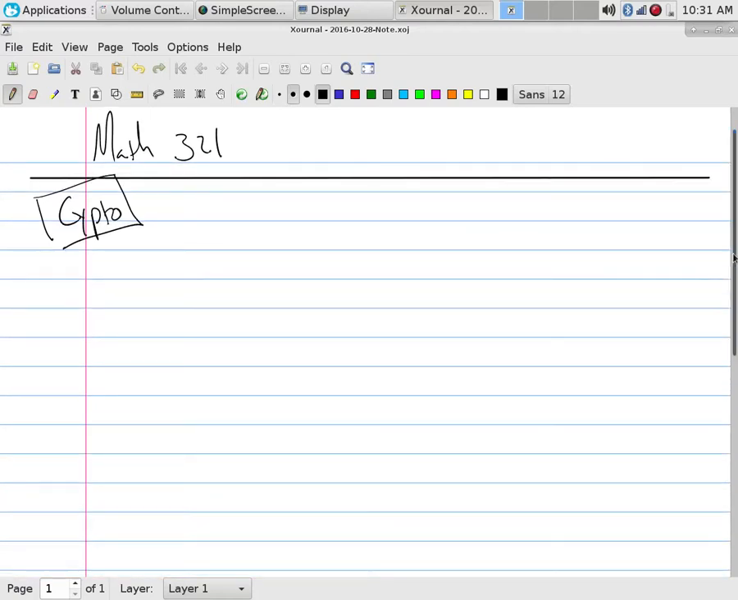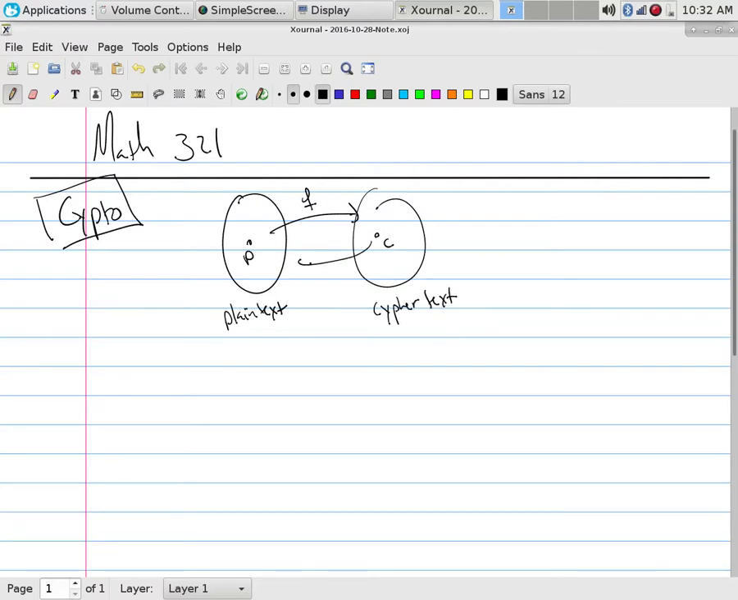Let's actually go through and do a bunch of crypto. Like I said, the idea of cryptography is just an invertible function where I take a plain text world and put it into a ciphered world. So this will be F. This is P, which is plain text. This will be C, which is ciphertext. And then obviously going backwards is F inverse.